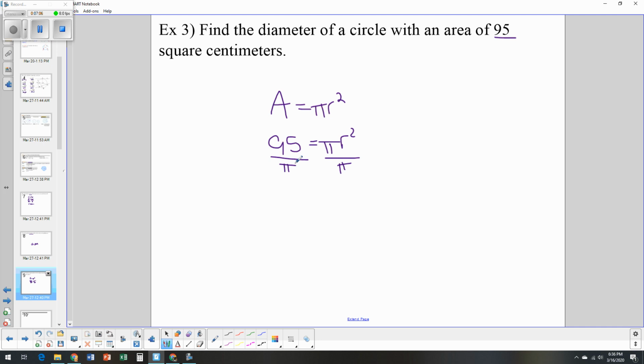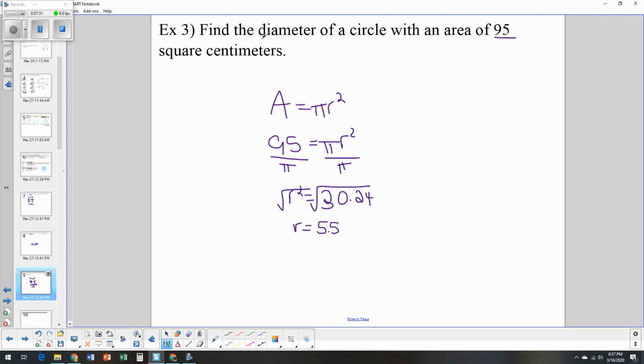So we are going to have to use our calculators to do that. So if I do 95 divided by pi, I end up with r squared equals about 30.24. And now I could take the square root of both sides. So r ends up being about 5.5. I think we're at about 5.499.